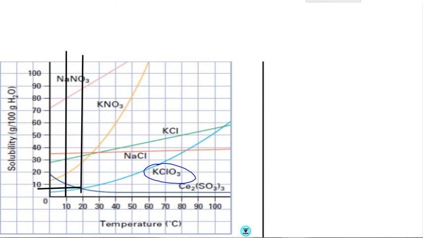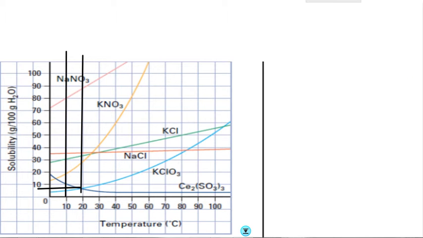They may ask you which solid is least affected by change in temperature. Well, that's the sodium chloride line here, which really doesn't change very much at all the whole way through from 0 degrees right up to over 100 degrees. It only increases by a couple of grams per 100 grams of the water.